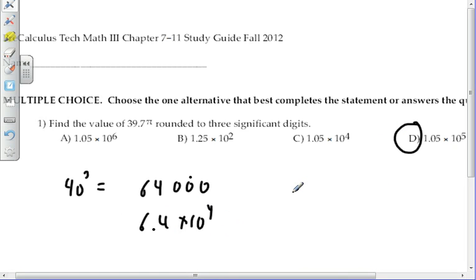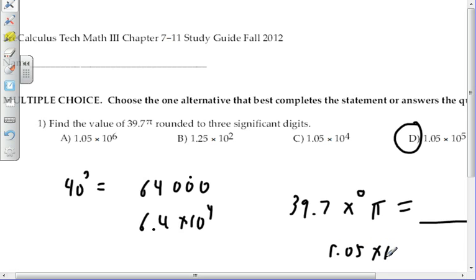All right, so I'll take my calculator and I'll put 39.7, hit the X to the box key, hit the pi button, hit enter, and then see what it says. 39.7 raised to the pi. Well, it doesn't work because it's not on, but other than that, it would work. 39.7 raised to the pi is 1.05 times 10 to the fifth.